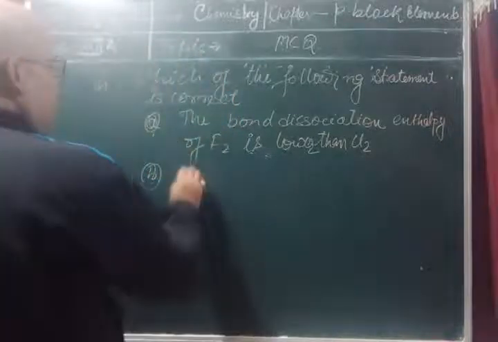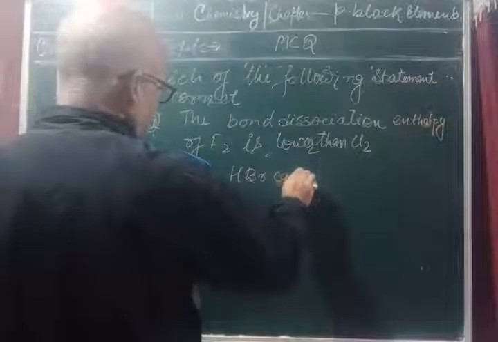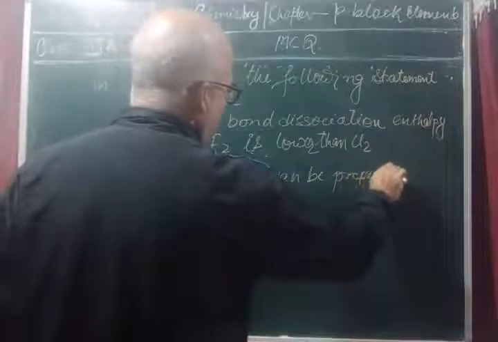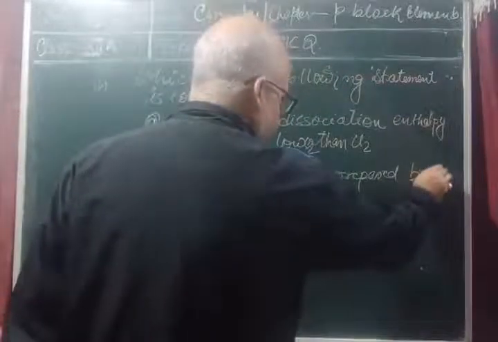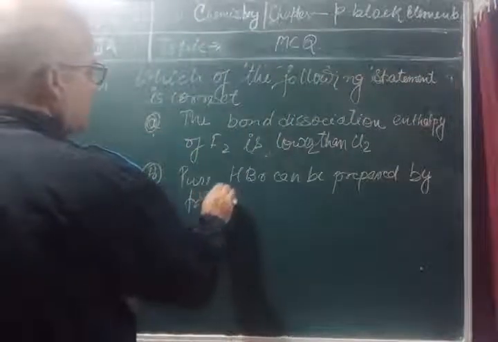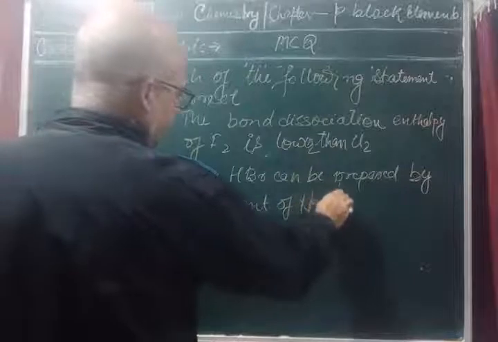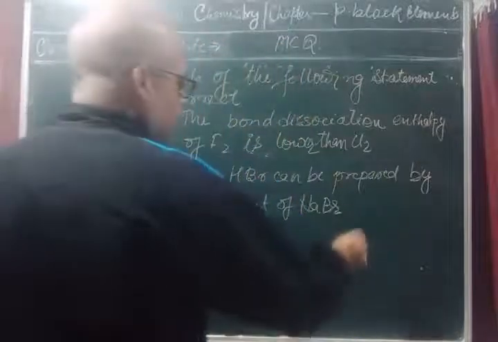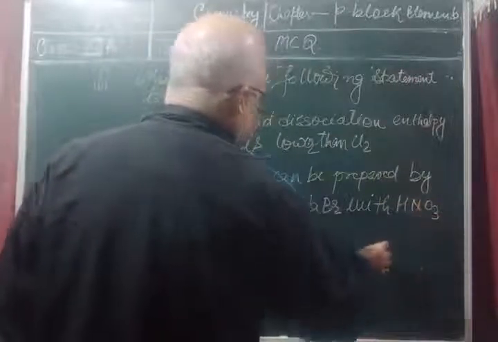Next is B: pure HBr can be prepared by treatment of NaBr with concentrated HNO3.